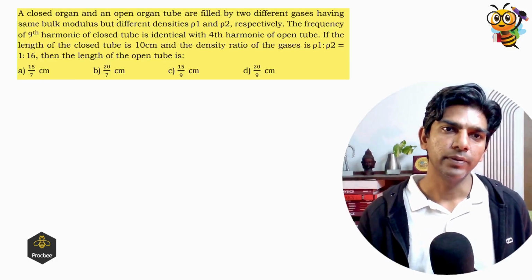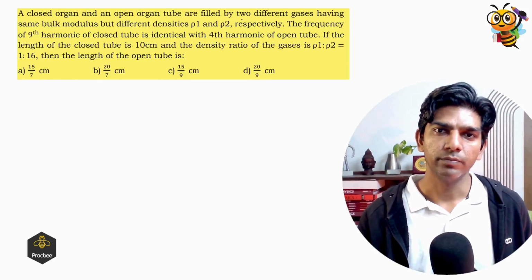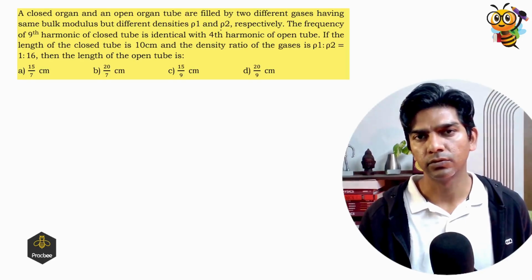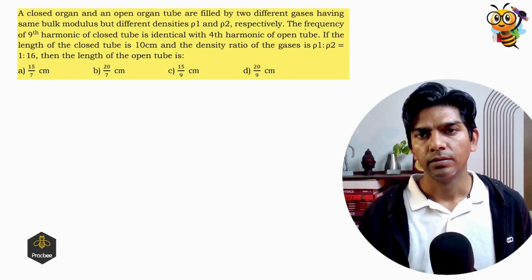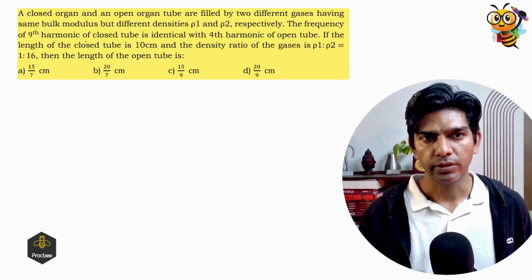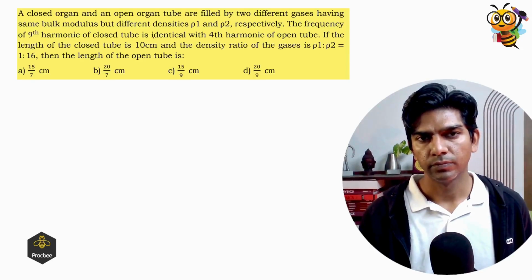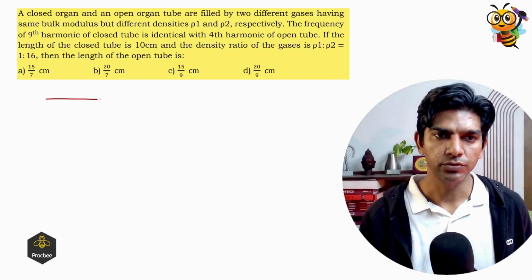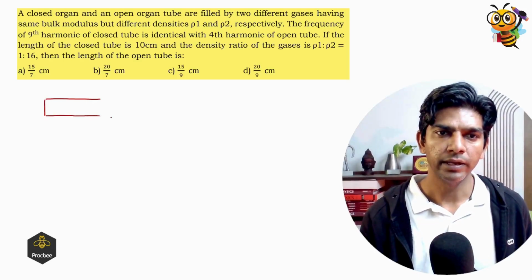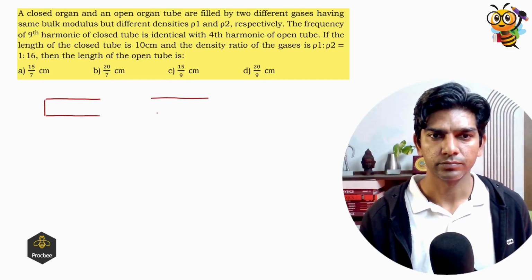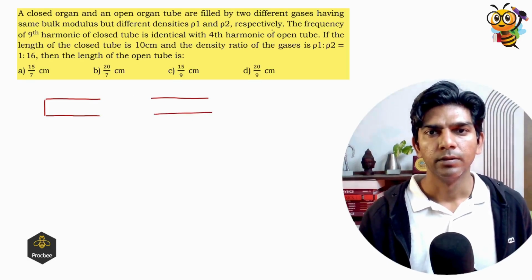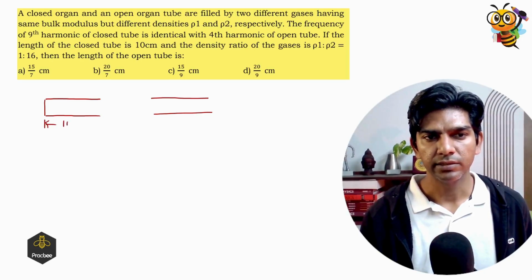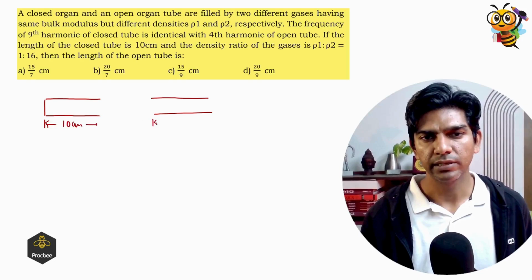A closed organ pipe and an open organ pipe are filled by two different gases having same bulk modulus but different densities, rho 1 and rho 2 respectively. The frequency of the ninth harmonic of the closed tube is identical with the fourth harmonic of the open tube. So we are given a closed tube and there is an open tube. Right, if the length of the closed tube is 10 centimeter, so this length is given as 10 centimeter, and the length of the open tube is L.